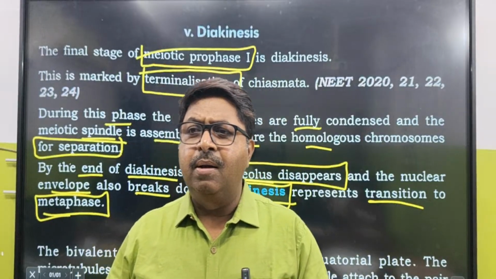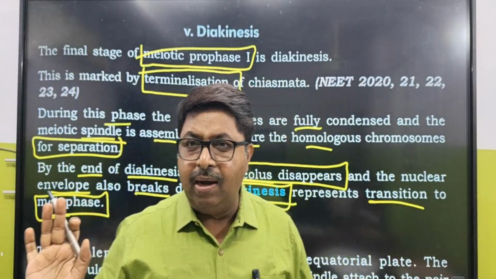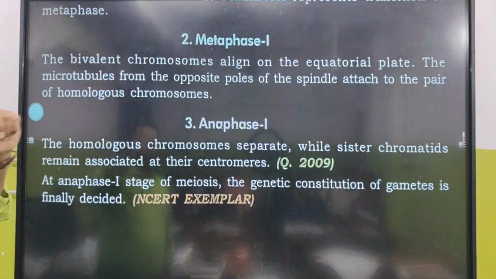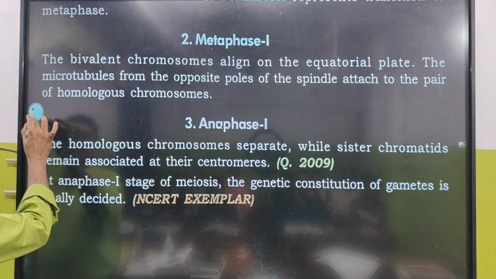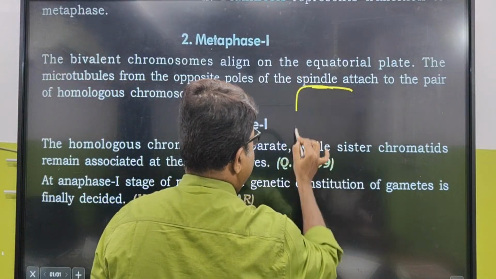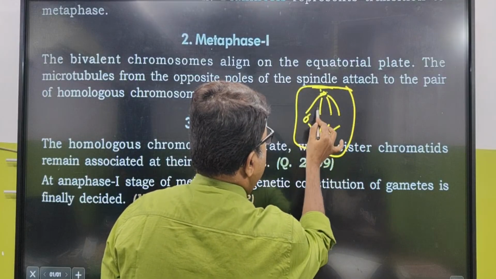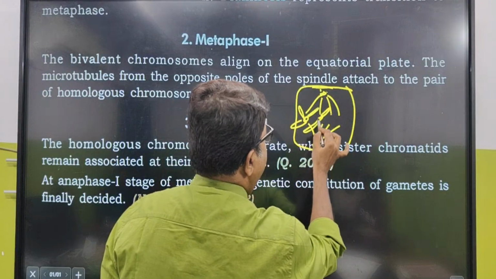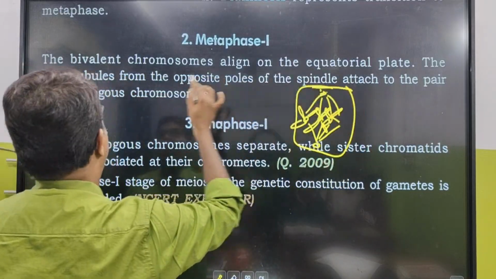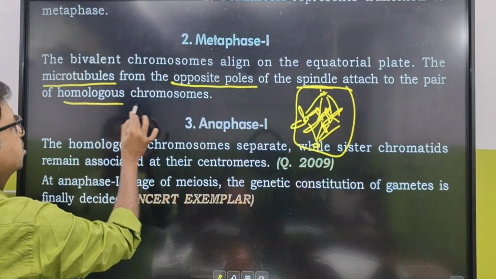Now metaphase 1 of meiosis and metaphase of mitosis are all the same. Now see, in metaphase, the bivalent chromosomes align on the equatorial plate. Remember, if this is a cell, and this is a centriole, with spindle fibers, the chromosomes are going to align themselves in the equatorial plate. The microtubules from the opposite poles of the spindle attach to the pair of homologous chromosomes.